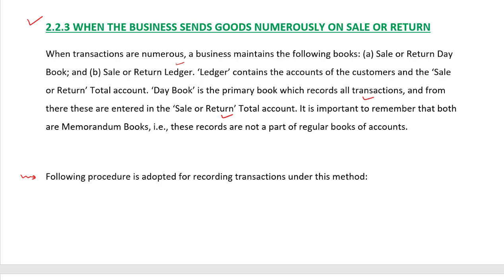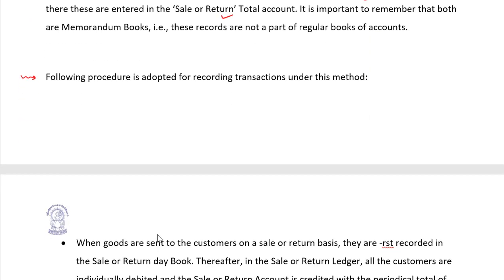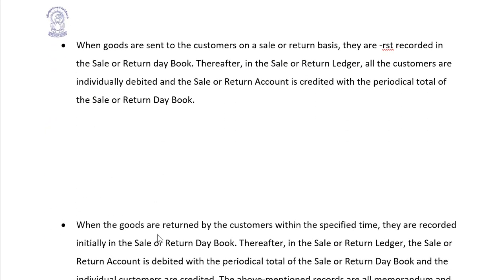The following procedure is adopted for recording the transactions under this method. When goods are sent to the customer on sale or return basis, they are first recorded in the sale or return day book. Thereafter, in the sale or return ledger, all the customers are individually debited and sale or return account is credited with the periodical total of the sale or return day book.